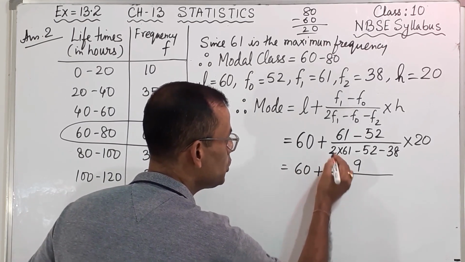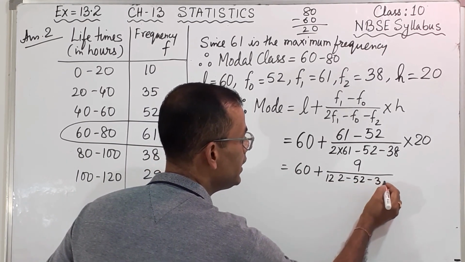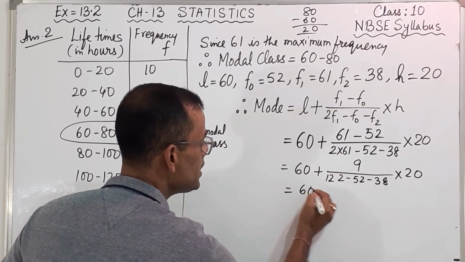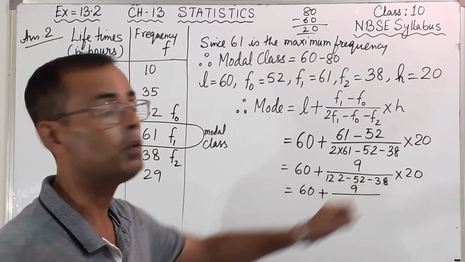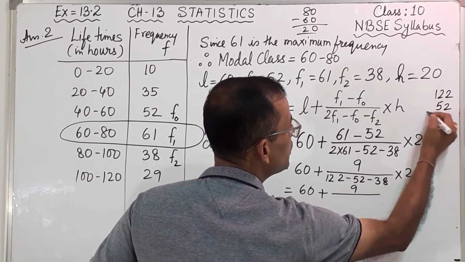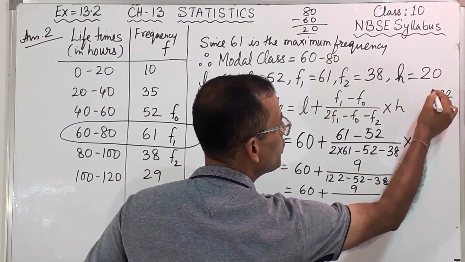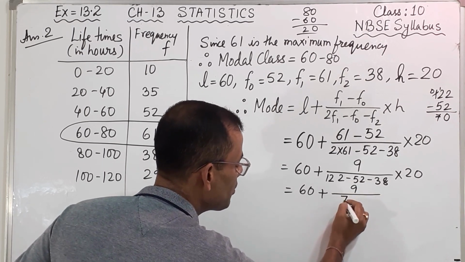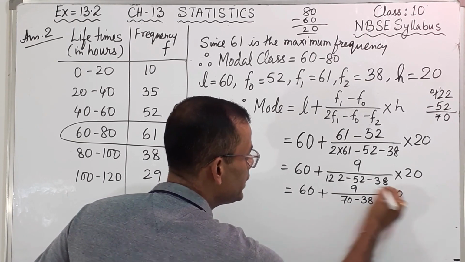2 ones are 2. 2 6s are 12. Minus 52 minus 38 into 20. Now next 60 plus, draw the line, 9. Now 122 minus 52. So 2 minus 2, 0. Now here you cannot, so you cut, borrow. 12 minus 5, 7, so 70. So what comes? 70 minus 38 into 20.